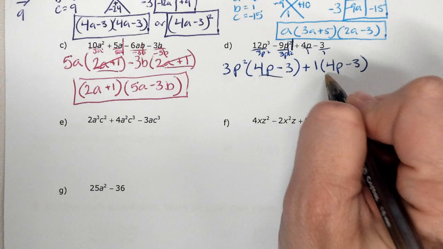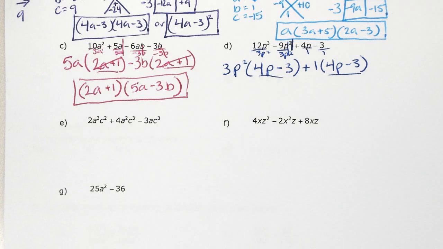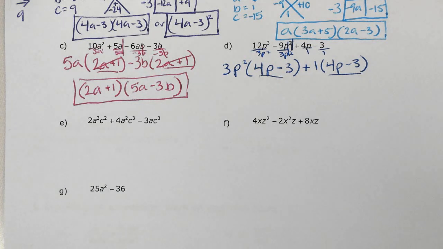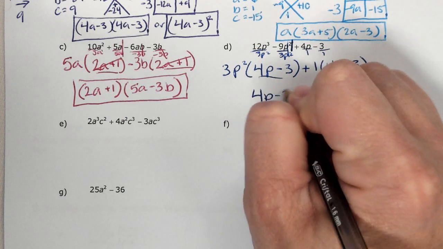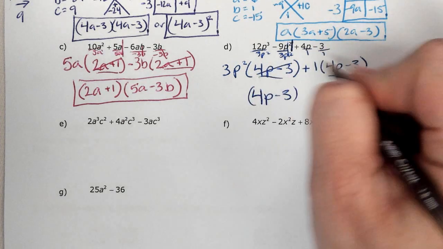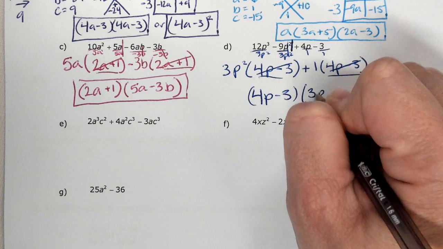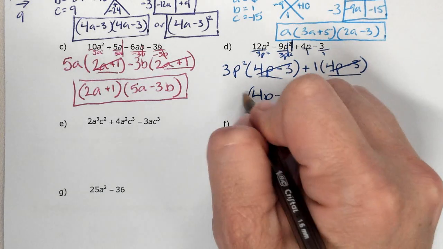Well, do they match? Yes, they do. So since they match, that's now our GCF. I'm going to take it out. And when we take it out, we're left with 3p squared plus 1, and there is our answer.